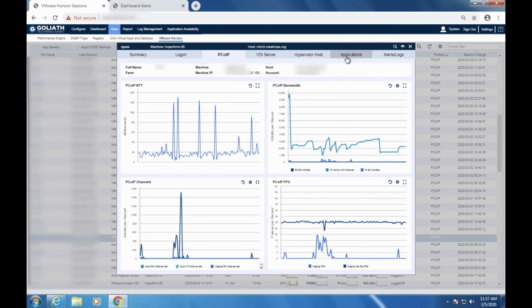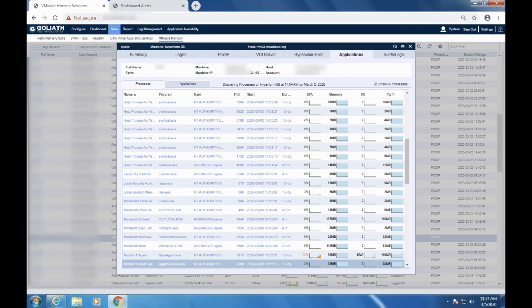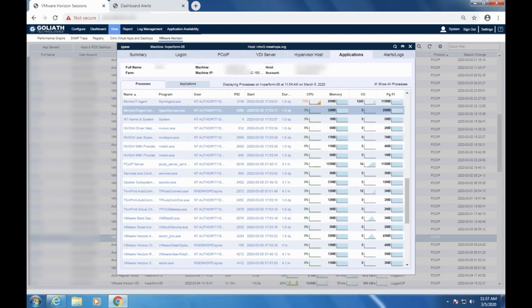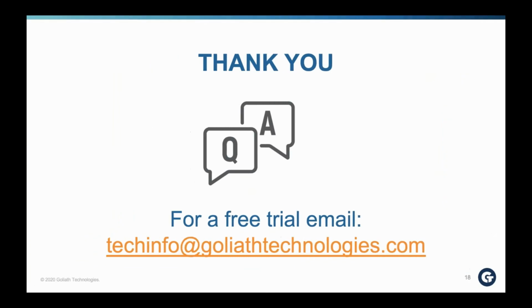However, there is a dedicated applications tab here at the top that shows all of the applications that are running inside of the VDI, resource utilization for those applications, as well as any processes inside of the VDI as well. So you could easily identify the root cause of issues, whether it's within the protocol, the network, or the applications being run or utilized inside of the VDI sessions.